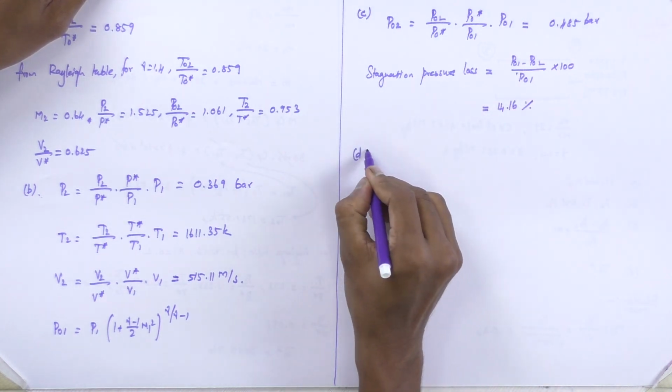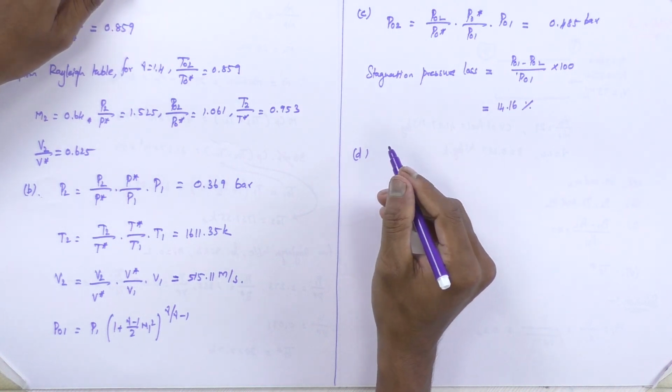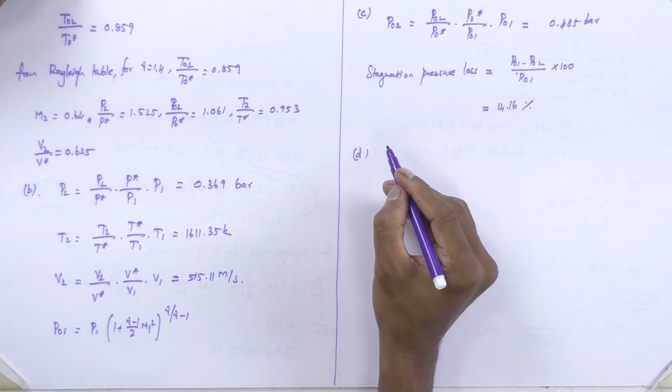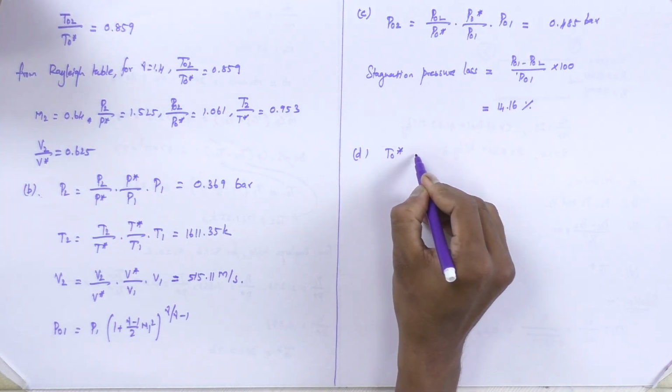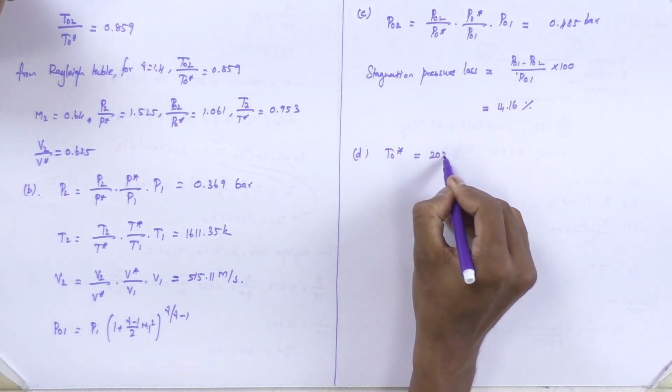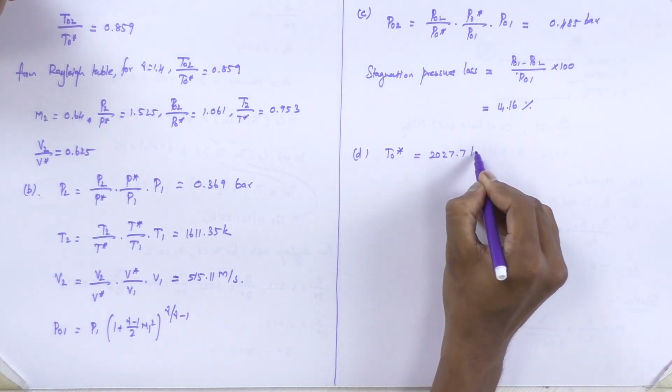Then we need to calculate the maximum stagnation temperature attainable, that is T0 star. This one we have already calculated. This is equal to 2027.7 Kelvin. That's all for today's class.